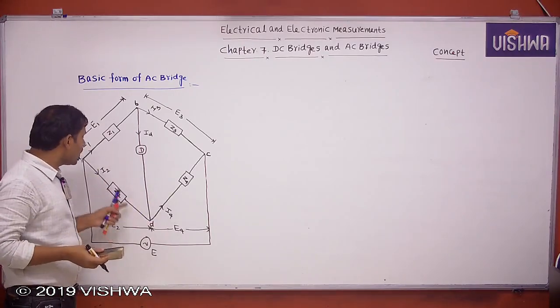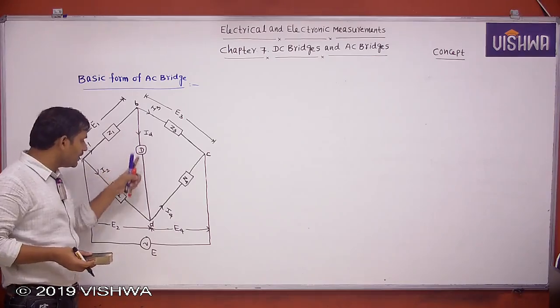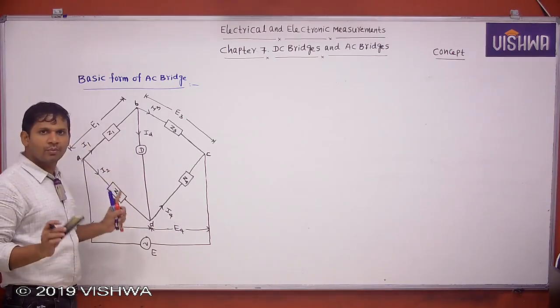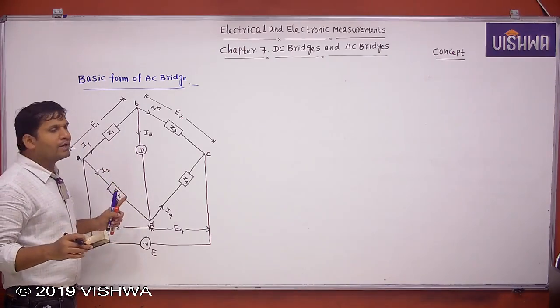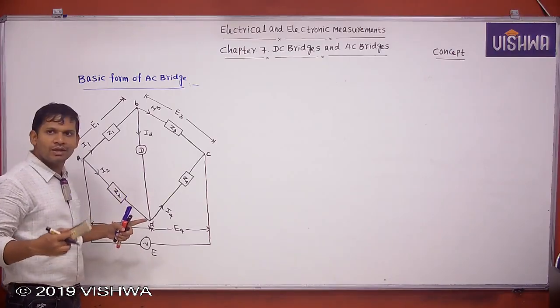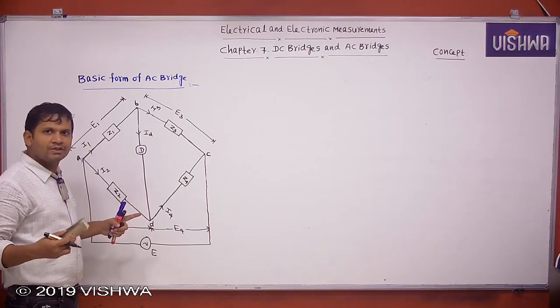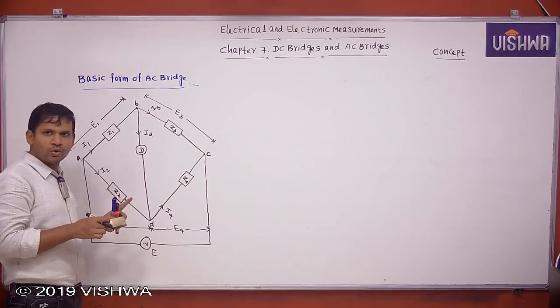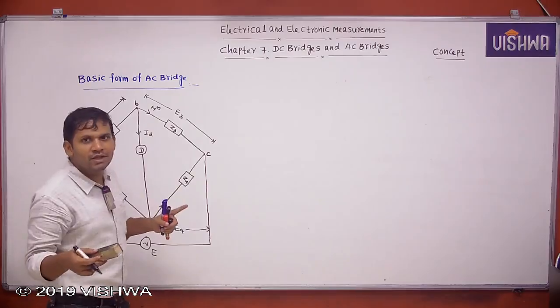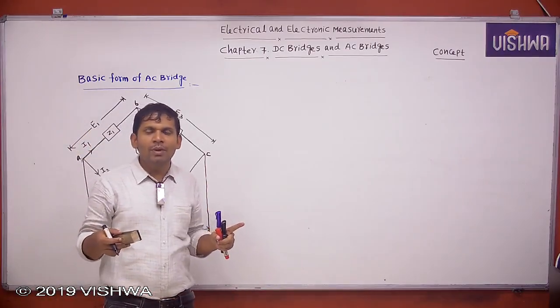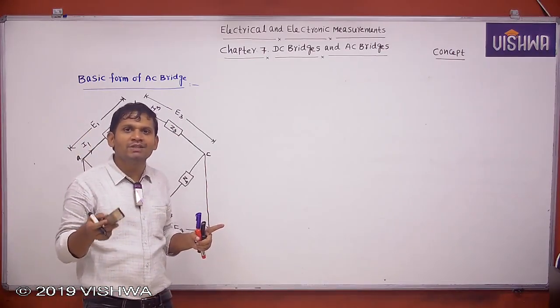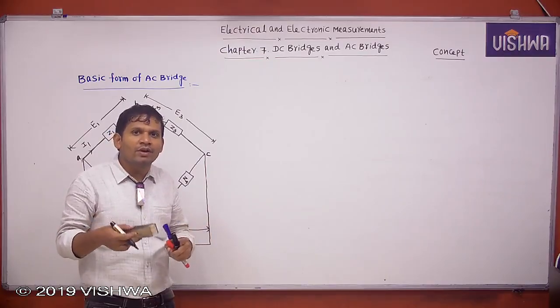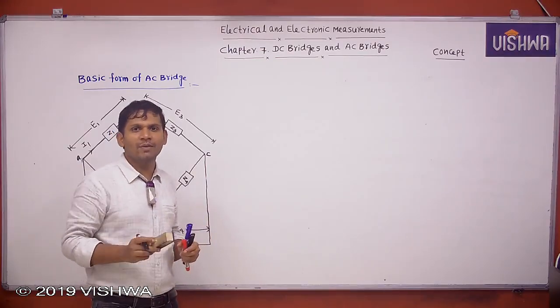This is the basic form of an AC bridge circuit. It consists of 4 arms, 4 nodes, 1 detector and 1 source. The general form is like this. The balance conditions I am telling here are applicable only if it consists of 4 arms. Some bridges may consist of more than 4 arms, but to apply the balance condition in those bridges, you first convert them into 4 arms, then only you can apply the balance condition.